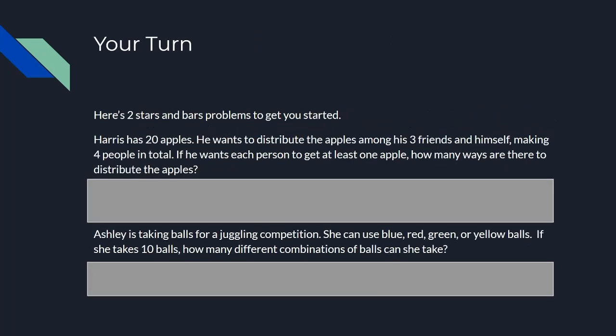Okay, so just to close off this video, here's 2 stars and bars problems to get you started with this concept. Harris has 20 apples, and he wants to distribute these among his 3 friends and himself, making 4 people in total. If he wants each person to get at least 1 apple, how many ways are there to distribute the apples? I'll give you 5 seconds.